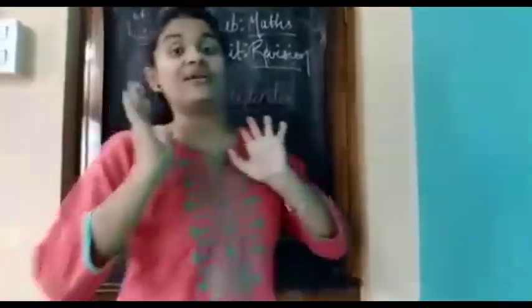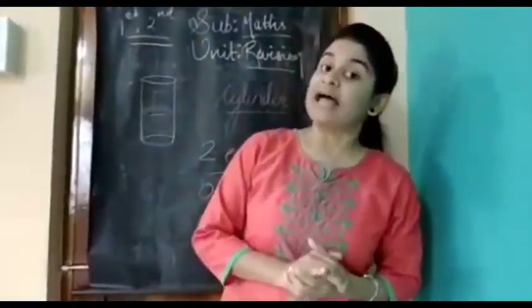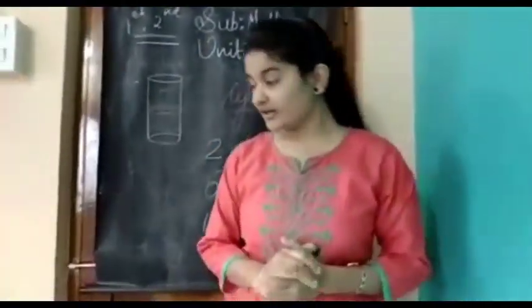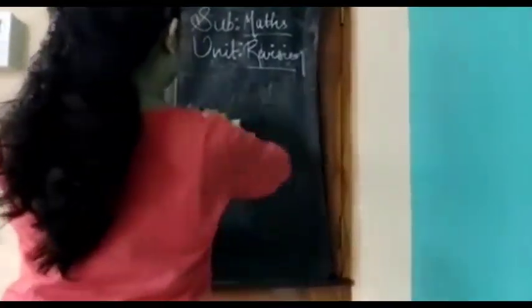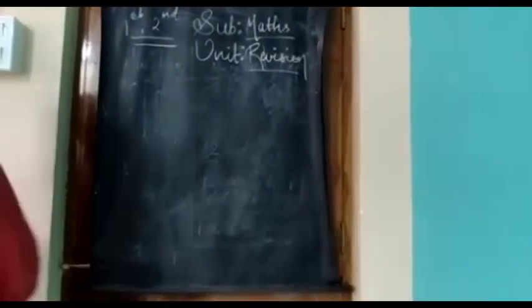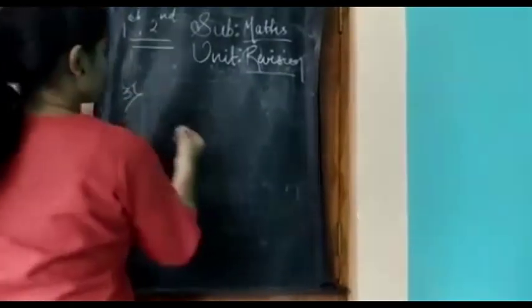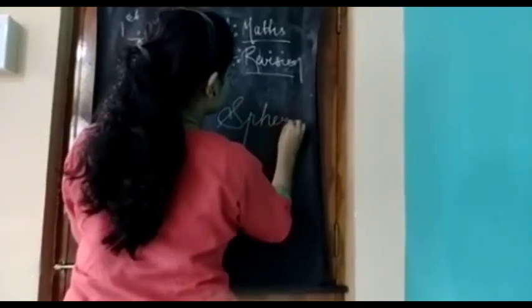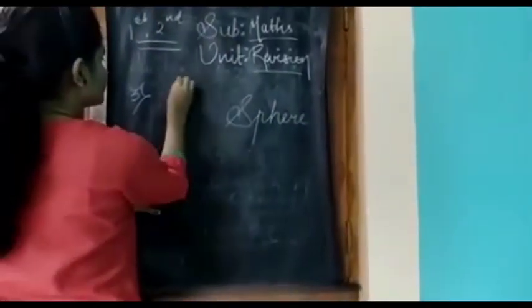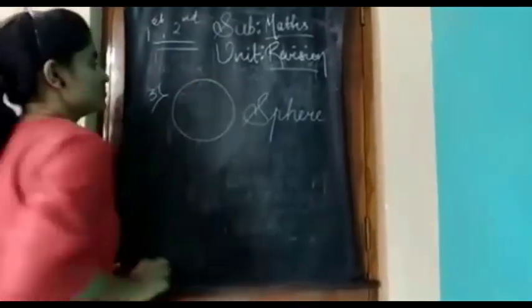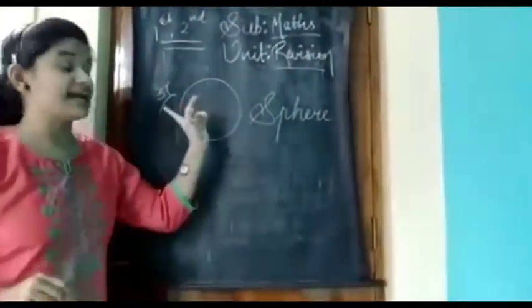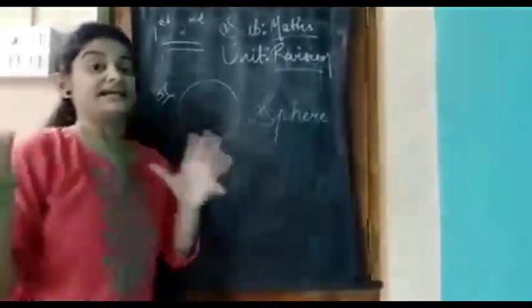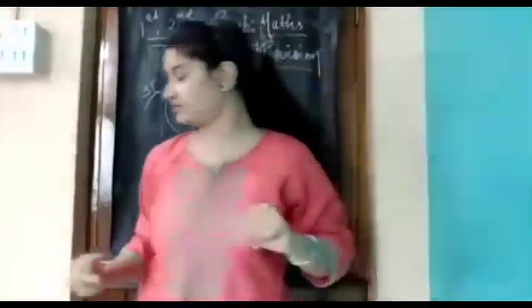So students, now let us see the third figure, that is sphere. Understood? So we will write here sphere. So students, sphere looks like this. Understood? It is round in shape.